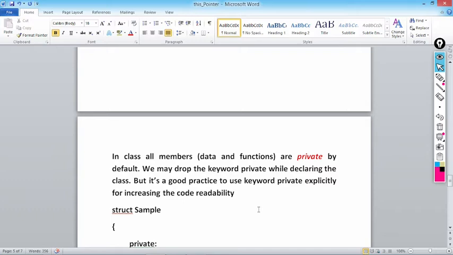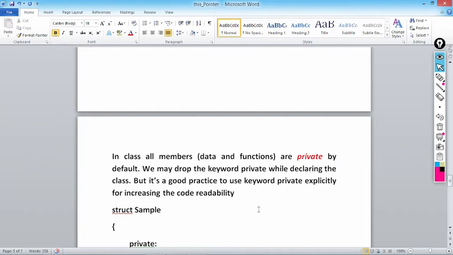In class all members, whether we are talking about data or a function, are private by default. We may drop the keyword private while declaring the classes, but it's a good practice to use the keyword private explicitly for increasing the code readability. What does it mean? We can drop the private keyword at the time of declaring the class, but it's good practice to write private explicitly; it will increase the code readability.